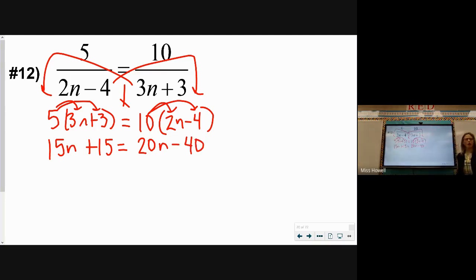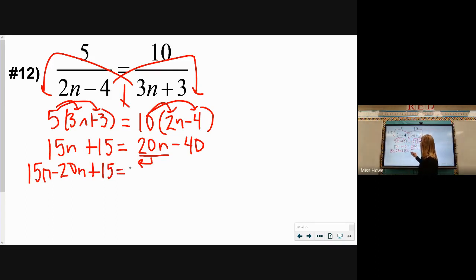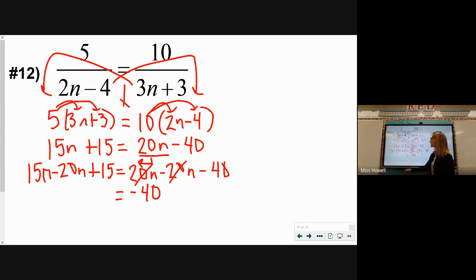All right, from here, we want to get all of our n terms in the same location. So let's take this 20n and bring it to the front by subtracting a 20n from both sides. 15n minus 20n plus 15 equals our 20n minus 20n minus 40. All right, cancel on the one side. End up with a negative 40. Over here, these are not opposites, so if we don't have a special case, we're going to have to keep solving. We'll end up with negative 5n plus 15 equals negative 40.